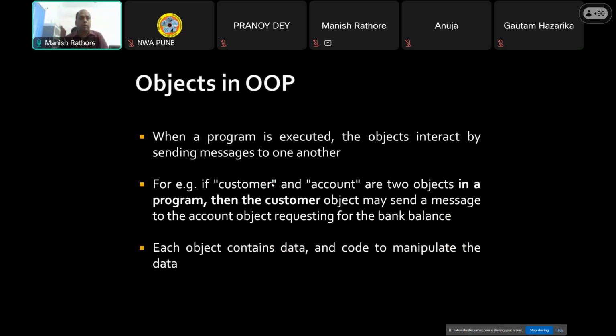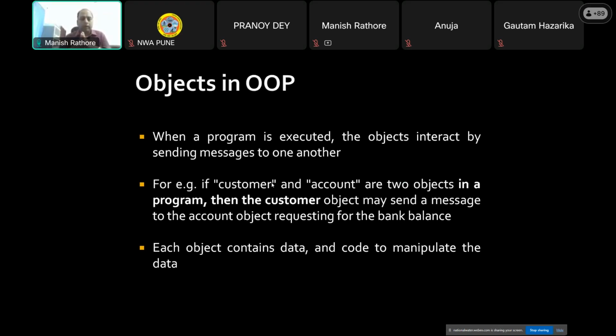Okay, whenever a program is executed, the objects will interact by sending messages to one another. Okay, means आपको एक function को दूसरे function से communicate करना है, you have to send a message to another. A main program is going to inherit that class and create an object, then that object can be interacted with by other objects, and they can communicate with each other using messages.